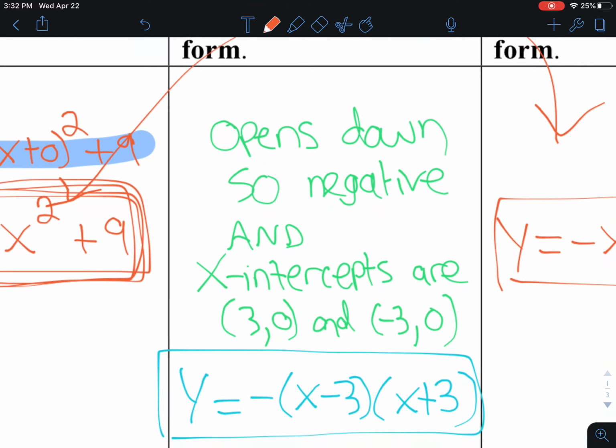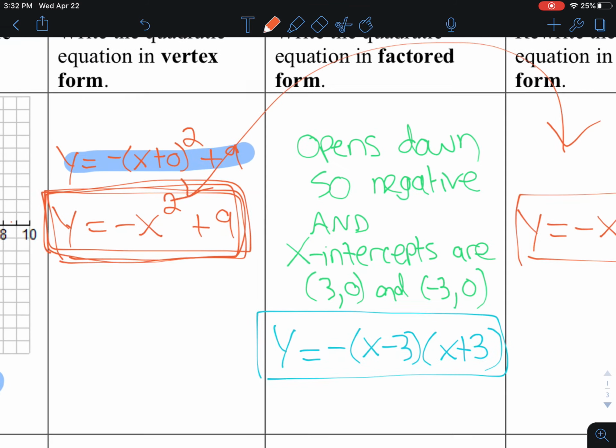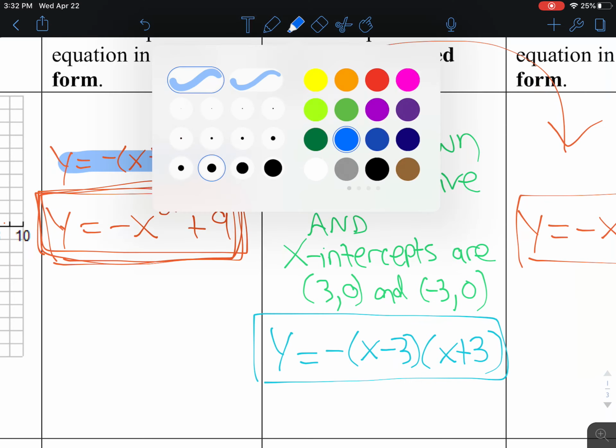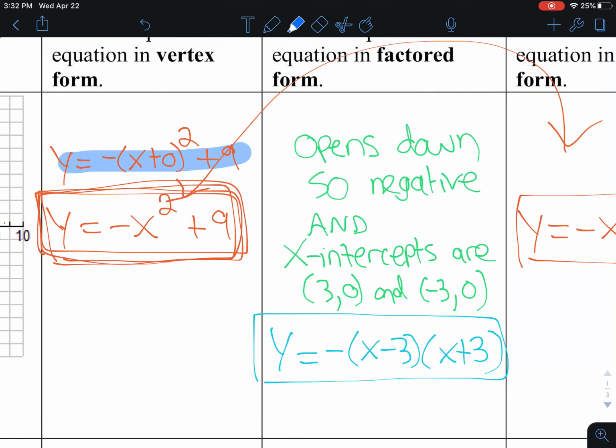Now, with factored form, please recognize it's opening down, so that's why there's this negative in front. Right here, I'm going to make this a little bit different. So this negative is in front because it opens down. Okay, and then our x-intercepts are 3 and negative 3, or our zeros. It's the same thing. Remember, you do opposites to get that. So this is your factored form equation. Again, hopefully that's pretty straightforward.